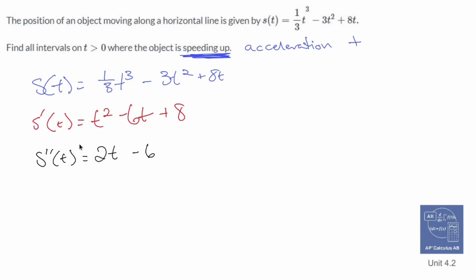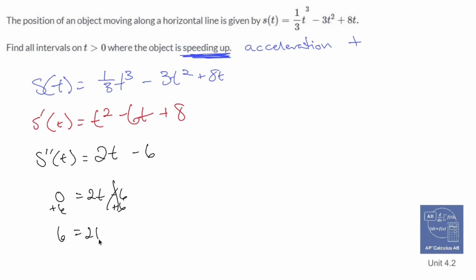Okay, so I care about when this is speeding up. So what I need to do is find my inflection points and make a sign graph. My inflection points are where the second derivative equals 0. So 0 equals 2t minus 6. This is where you're going to have a change from speeding up to slowing down and where you have 0 acceleration. Okay, so I'm going to add 6.